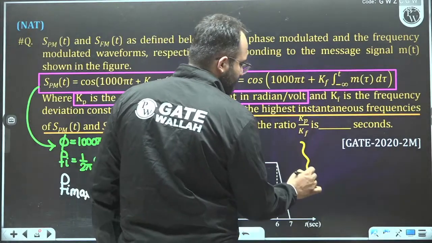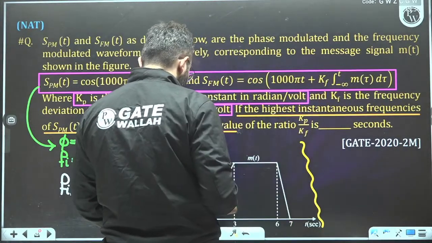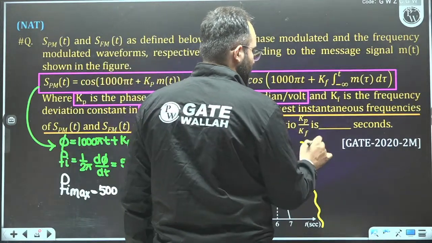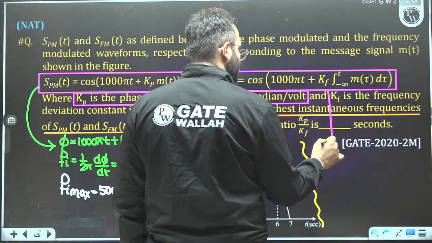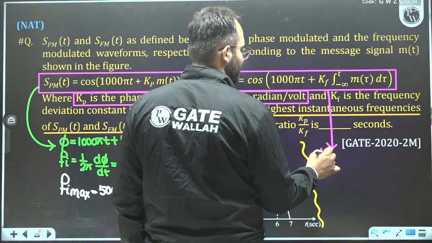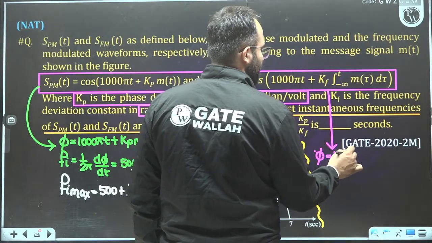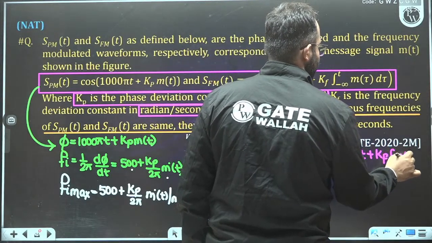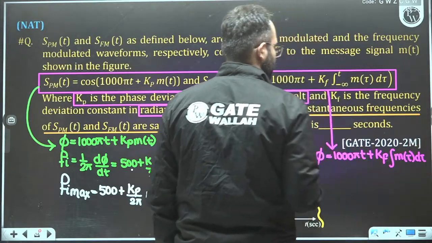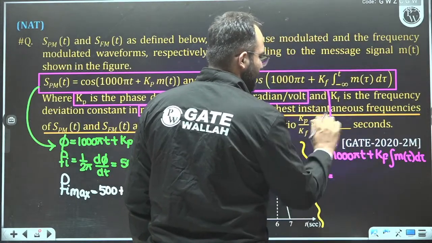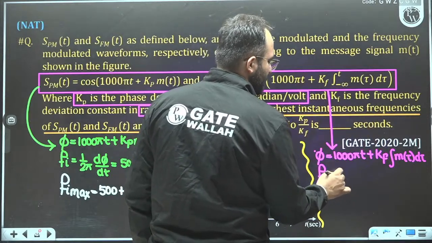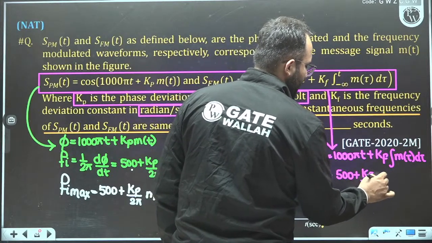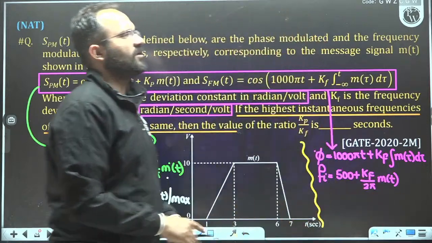Now similarly, here we can start with the phase term. It is 1000 pi t. Okay, now the instantaneous frequency will be found by differentiating with division by 2 pi. This will be again 500 plus Kf upon 2 pi m(t). Okay, I hope all of you are able to do it.